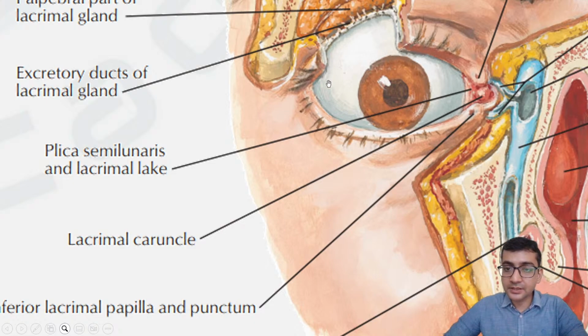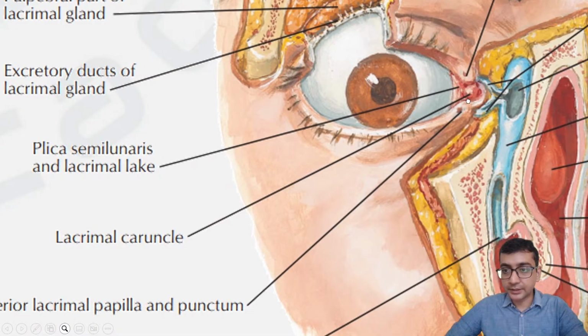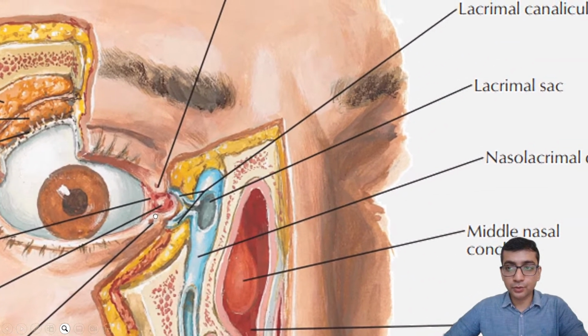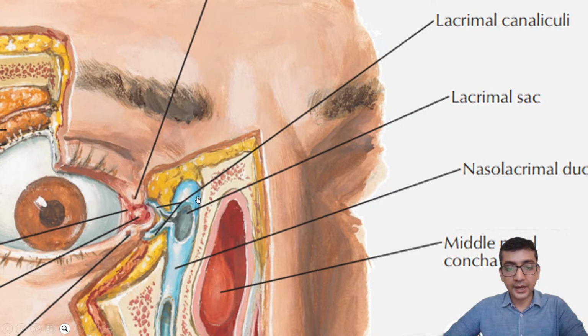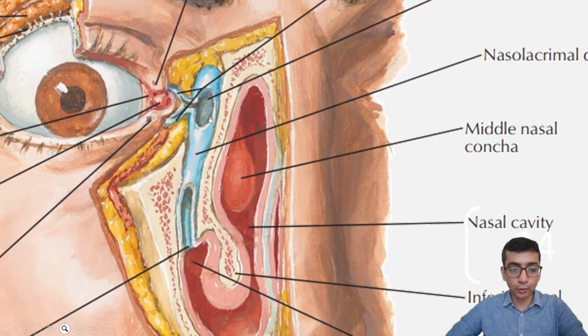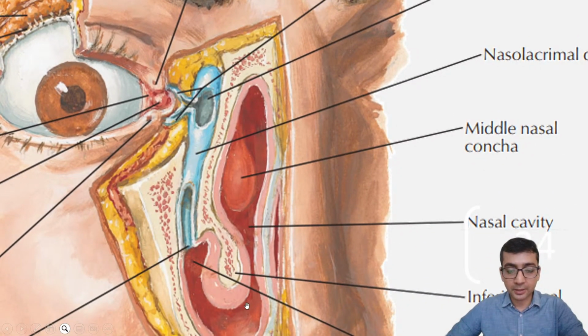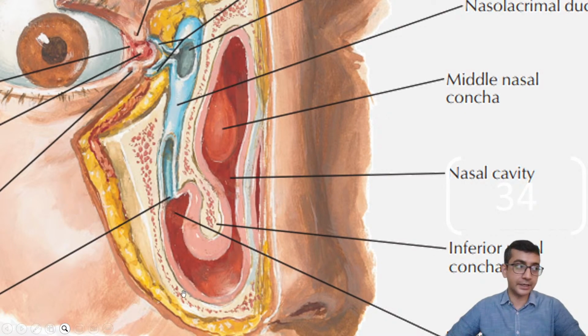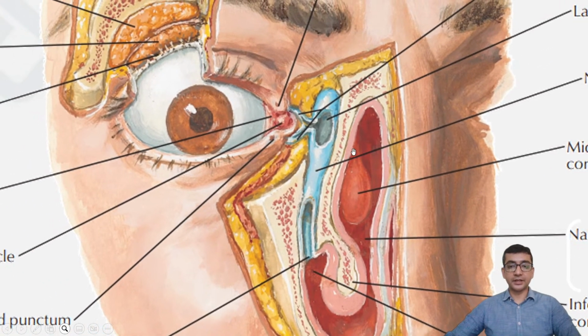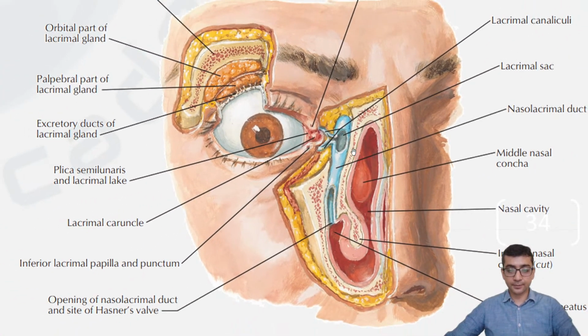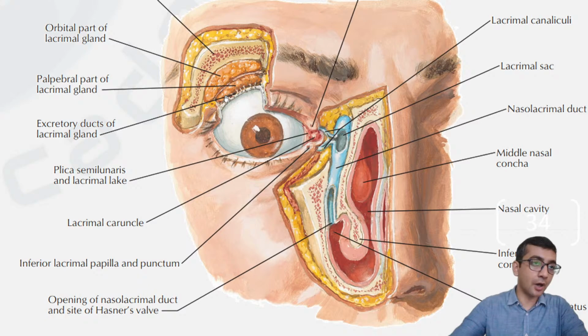The tears, the lacrimal secretion that come, move medially, they gather here, and they are drained through these openings. They are drained through these to the lacrimal canaliculi, and from here it goes to the lacrimal sac, and from the lacrimal sac they go through the nasolacrimal duct, and open into the inferior nasal meatus and nasal cavity. So this is the pathway for the lacrimal system, and any disruption in it can lead to the tears flowing outwards.